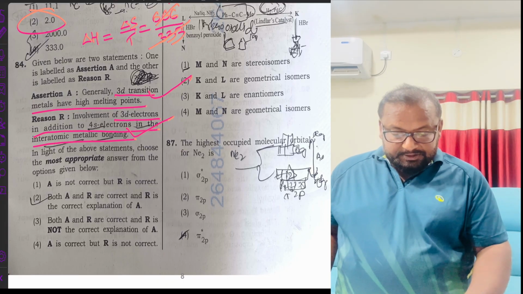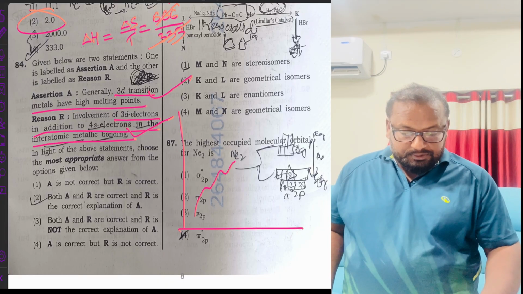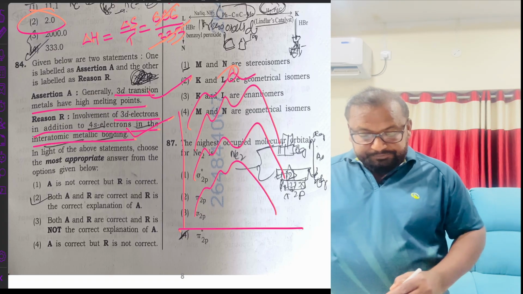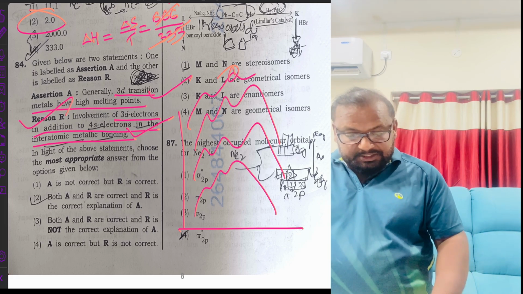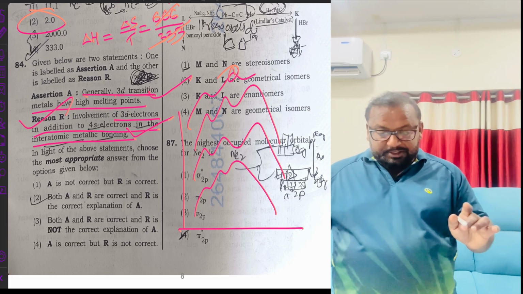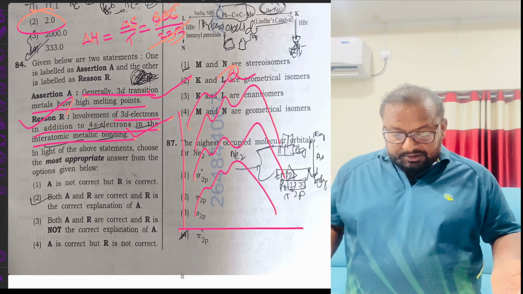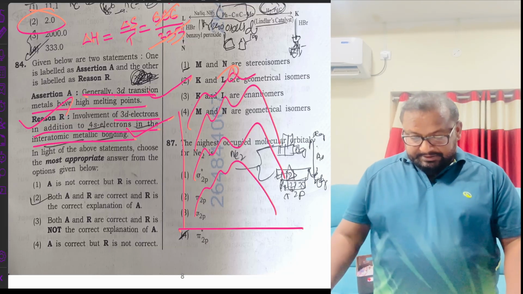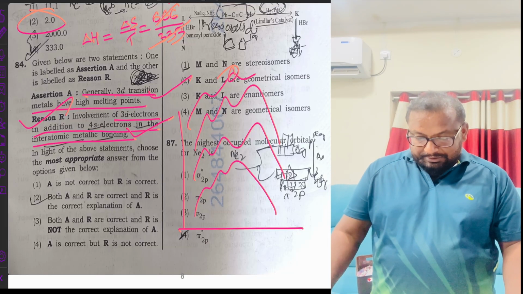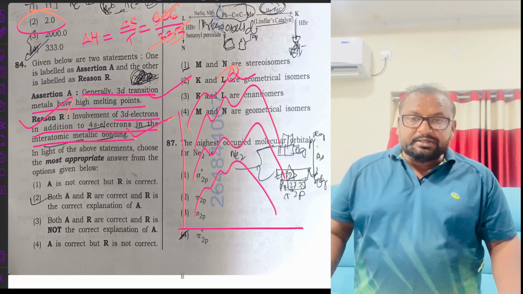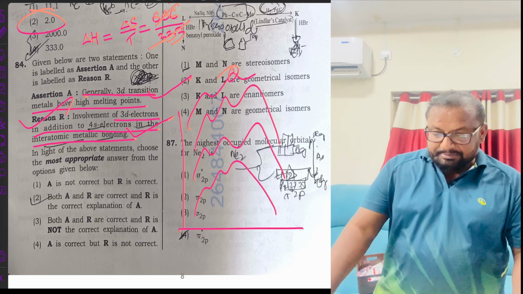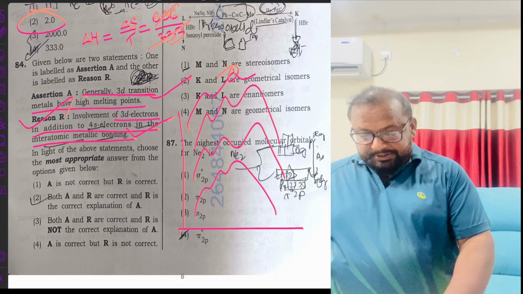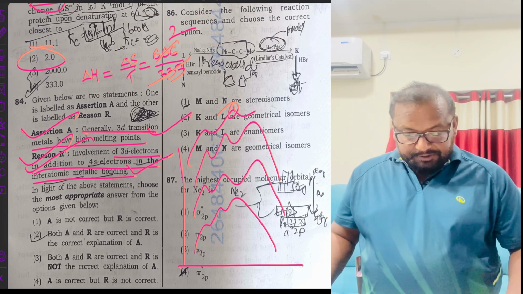Why? Because we have seen these graphs, right? Here the 5D series will have the highest. So the reason is correct, but why do 3D transition metals generally have high melting points? Is it comparing within the remaining periodic table? The question is missing a logic. Is it comparing 3D elements with the other ones, S and P? Of course they have the highest, so both look correct. We'll see the NTA key.